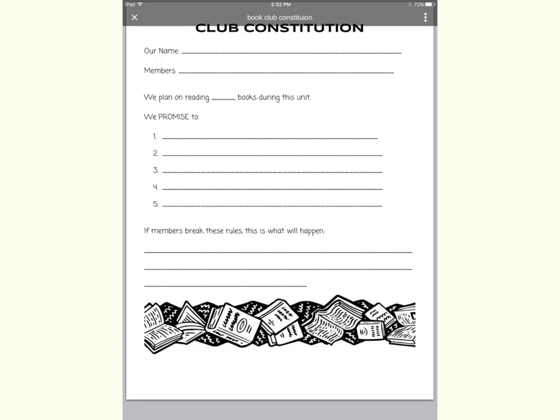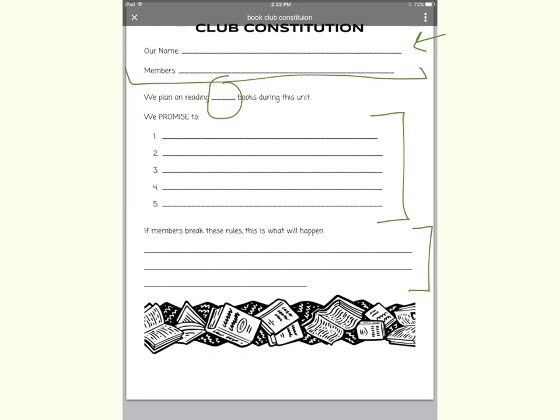Readers, just as we started our last unit by creating book club constitutions, we will do that again with this unit. And if you remember, a book constitution is just a set of agreements that we have as a book club. This agreement makes us a strong book club, so it's really important that we take it seriously when we create it. Just like last time, you'll come up with a name for your book club that goes on the top line. Then you'll write all the members of your book club, and then you'll put the number of books you plan on reading and things that you promise to do this time. And then right here you'll put consequences in case those things don't happen.